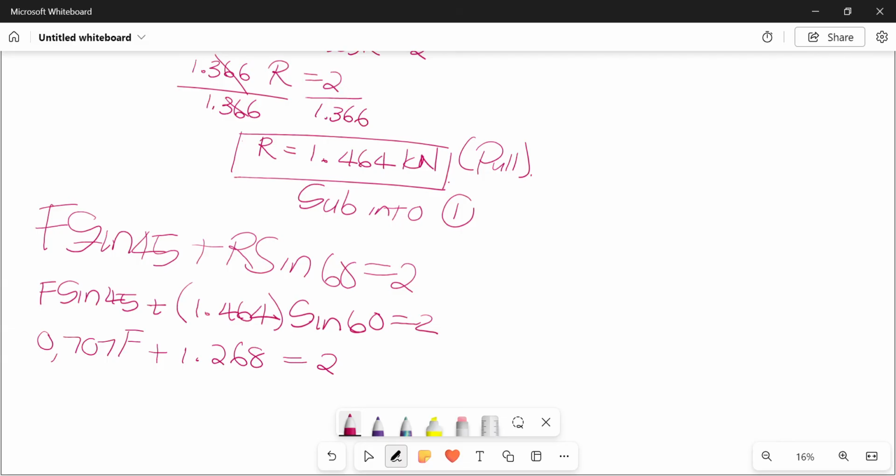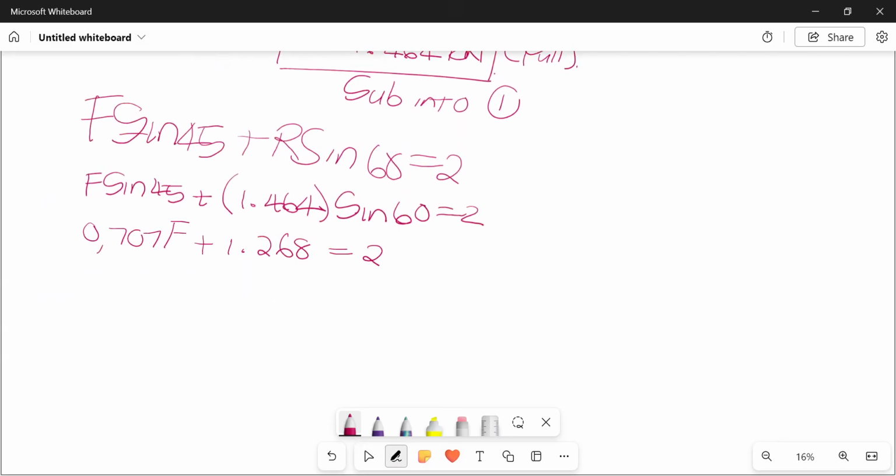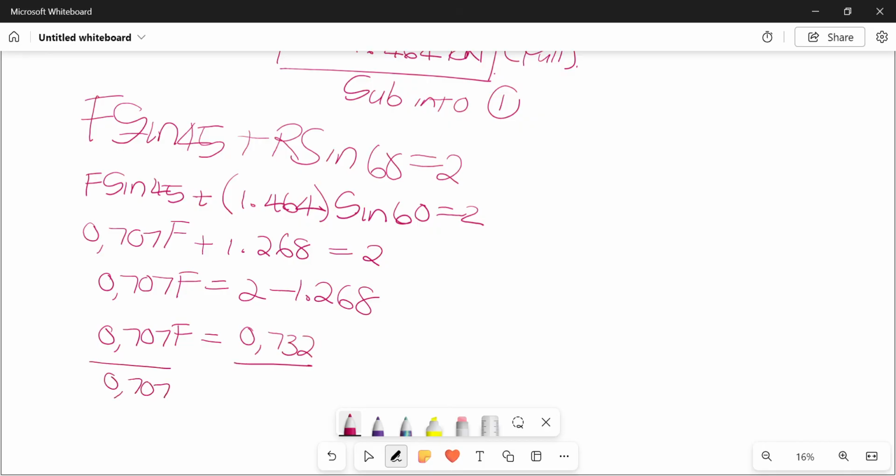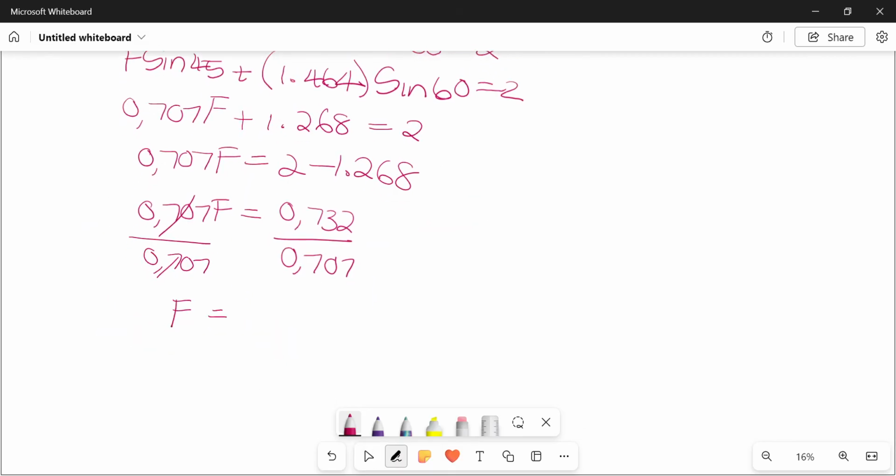Then 0.707F is equal to 2 minus 1.268. And I get F as 1.035, and since it's positive, it means it's also pulling.